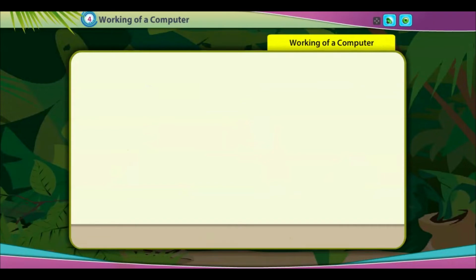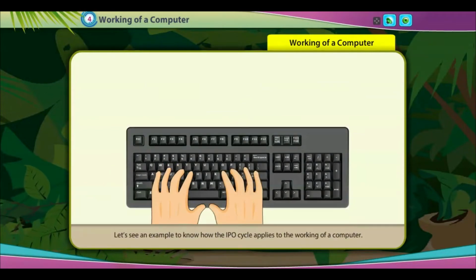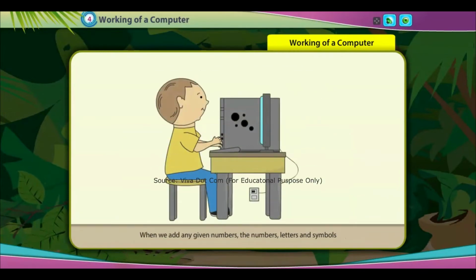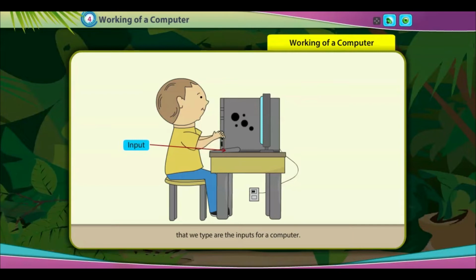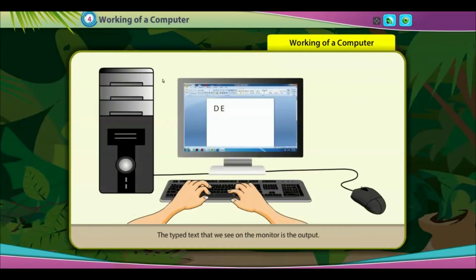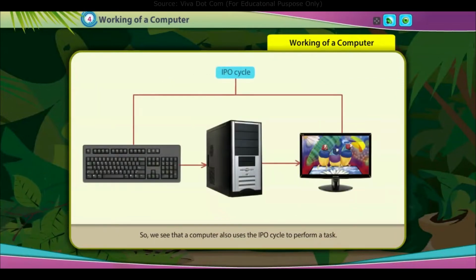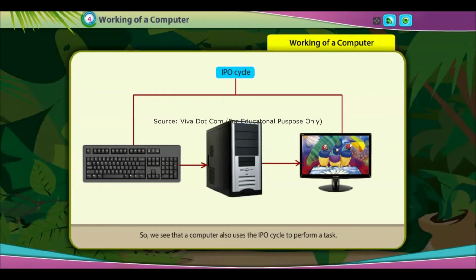Working of a computer. Let's see an example to know how the IPO cycle applies to the working of a computer. When we add any given numbers, the numbers, letters and symbols that we type are the inputs for a computer. The CPU works on them. This is processing. The typed text that we see on the monitor is the output. So, we see that a computer also uses the IPO cycle to perform a task.